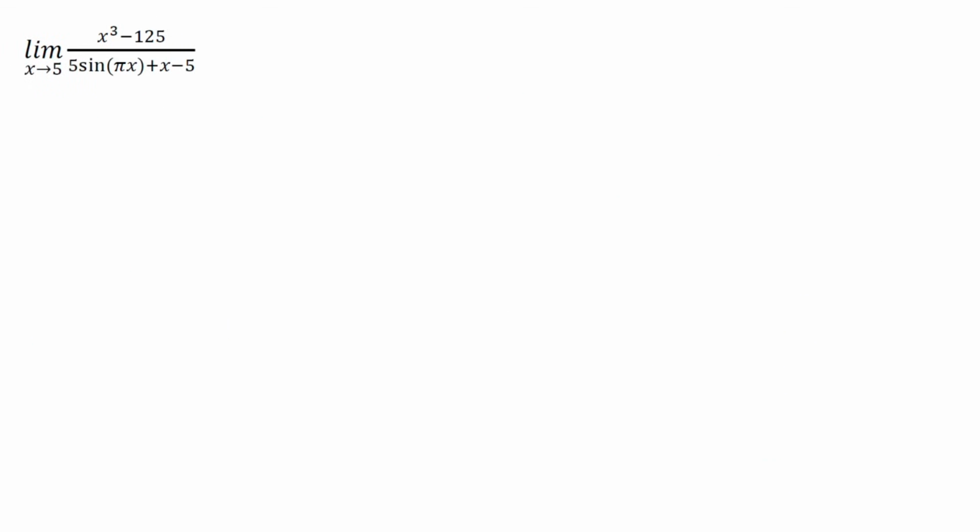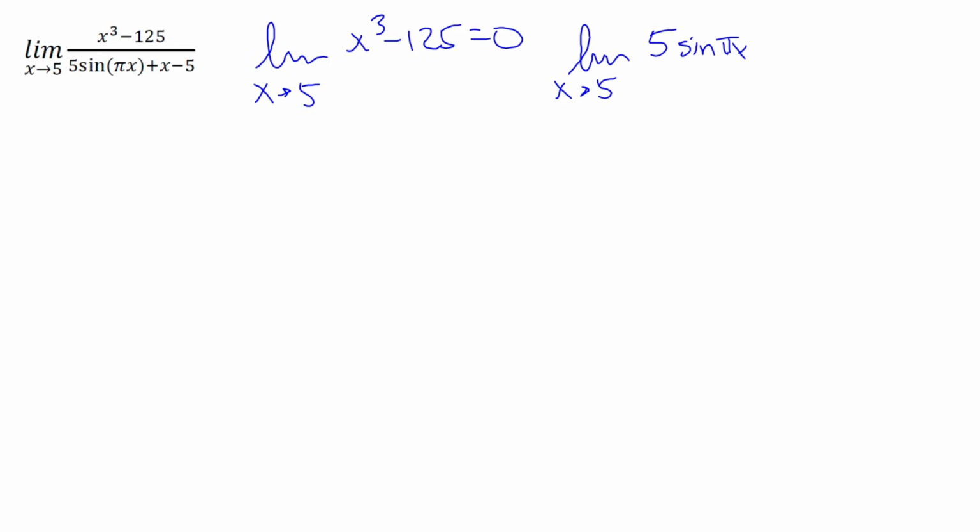All right, for our next one here, when we plug in 5 to the numerator, we're clearly going to get 0. And when we plug in 5 to the denominator, it sure looks like we're going to get 0 also. So the limit as x approaches 5 of 5 sine pi x plus x minus 5. Well, the plus x minus 5 part's just 0. Then we have 5 sine of 5 pi, and the sine of 5 pi is also 0, so that's just 0, which means this is another good one for us to use L'Hopital's rule on.